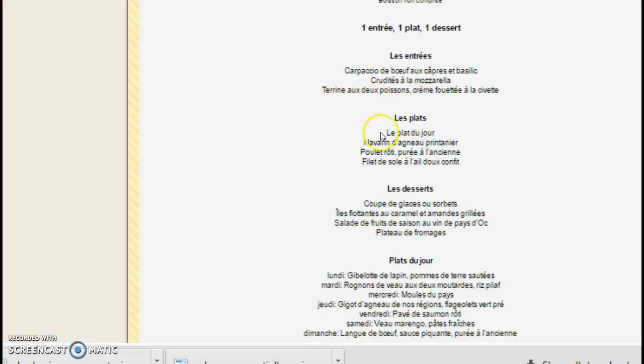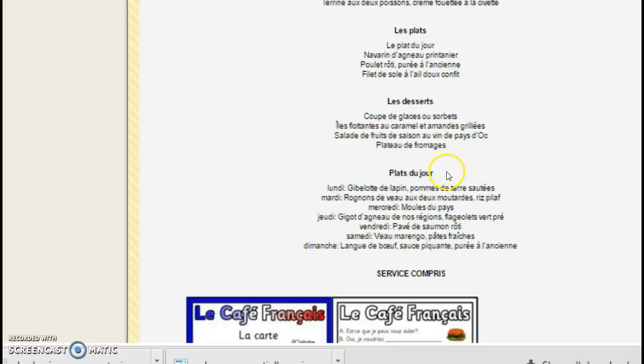Okay, main dish, le plat du jour. So you see plat du jour. So every day there's a different dish. And then here you have the plat du jour. Lundi, so on Monday you have lapin, which is rabbit. Mardi, you have veal kidneys. Mercredi, moules, mussels. Jeudi, gigot d'agneau. Okay, do you remember agneau is lamb and gigot is the roast, the leg of lamb.